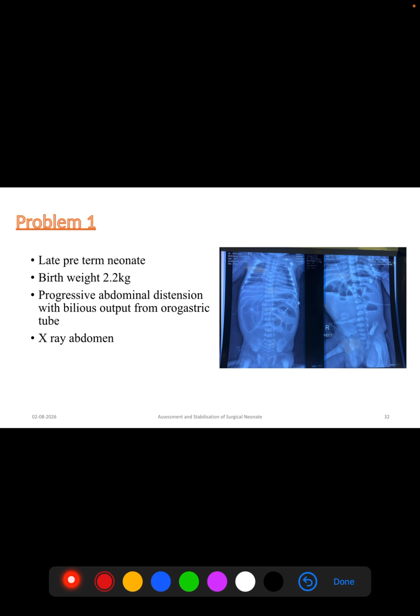So it's a late preterm neonate with a birth weight of 2.2 kg with progressive abdominal distension with bilious output from orogastric tube. And you did X-ray abdomen and you found there are multiple air fluid levels with one large air fluid level proximally. It suggests that there is atresia, intestinal atresia, right? Now you have to stabilize it as soon as possible, and you have to post this baby or neonate for surgery.